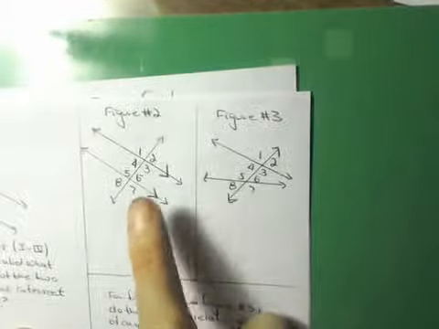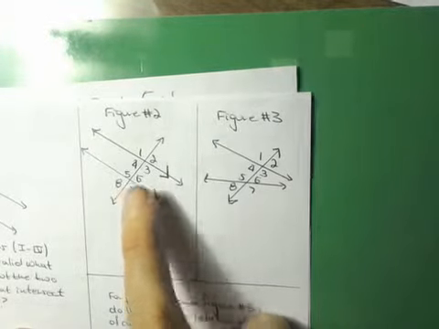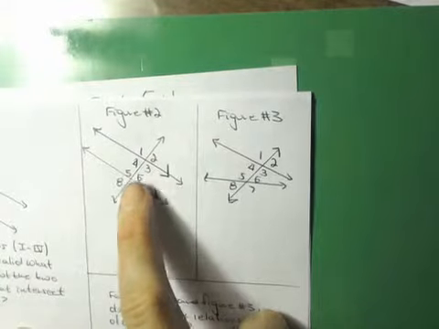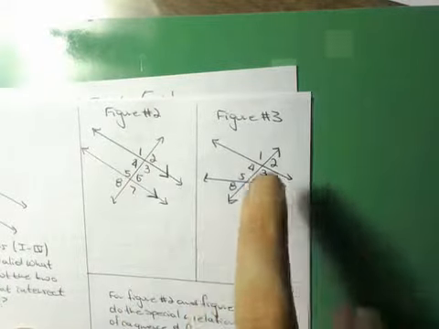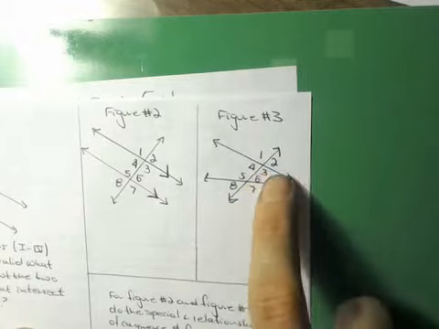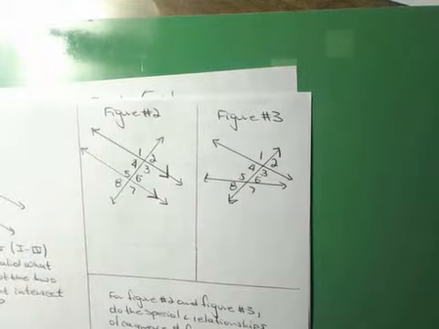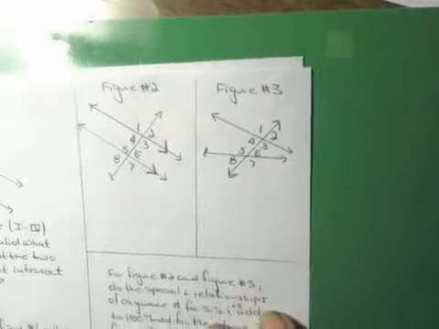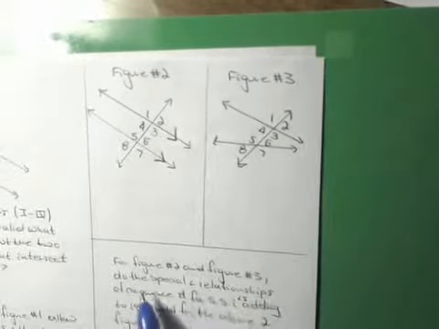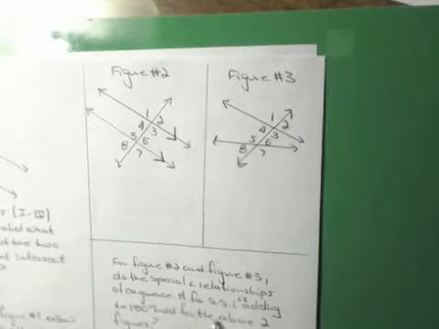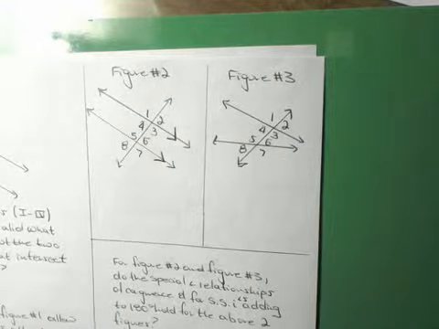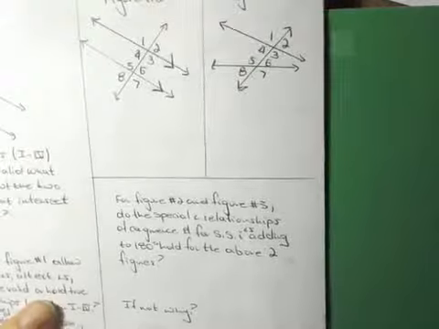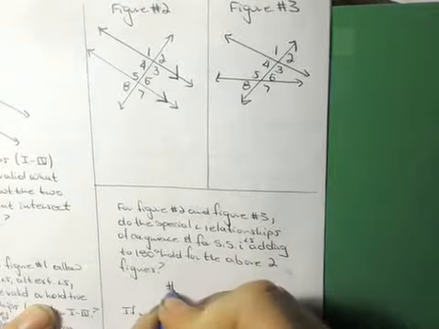With coplanar lines that are parallel, it's easy to identify the transversal because it's the only line that intersects the other 2 lines twice. But what if you have 2 coplanar lines that aren't parallel? It's a little bit more difficult, a little bit trickier. We'll get into knowing that. But for the meanwhile, for figure 2 and figure 3, for the special angle relationships of congruence and same side interior adding to 180 to hold for the above 2 figures, do they hold?